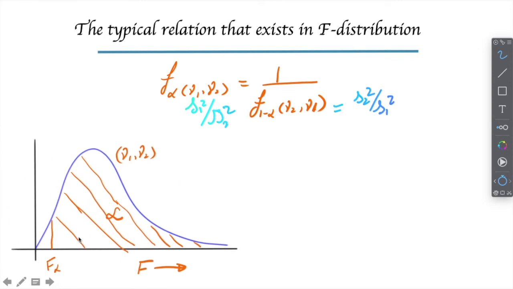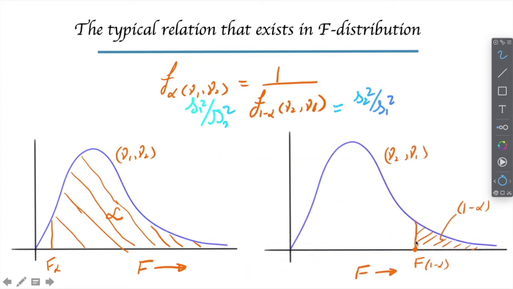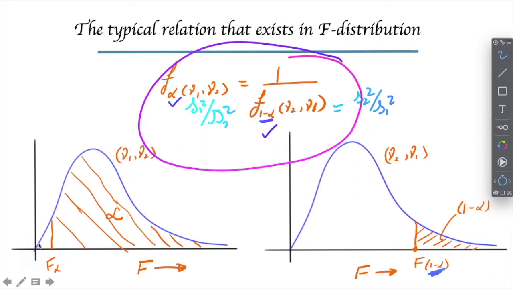This gives a relationship for this one, but in this case it will be 1 minus alpha. The reverse: if this is alpha, this will be 1 minus alpha. So that relationship exists in the f distribution. If alpha is a value which is not given in the table, we will calculate for 1 minus alpha from the table and calculate the inverse one, and that would be the solution for the problem.